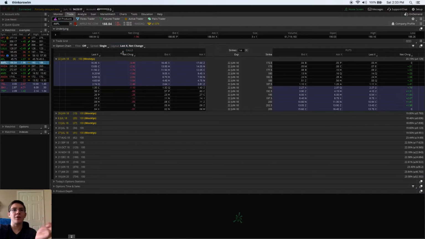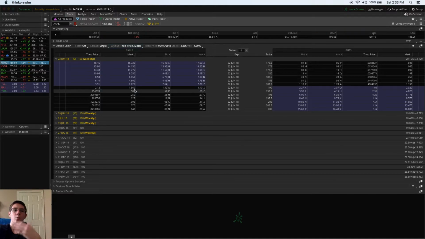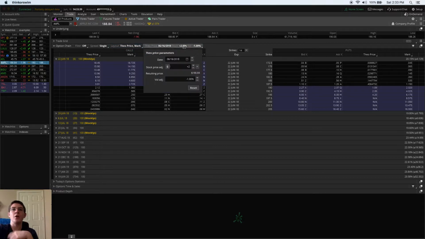Your layout is usually last X net change. You want to go up here and change it to the Theo price mark. The mark is how much the current option is priced, like the average between the bid and the ask. The Theo price is what you get when you start changing stuff. If we're going to day trade this, we leave the date the same. If you're swing trading it, you want to move the date out to when you think it will hit that target price.